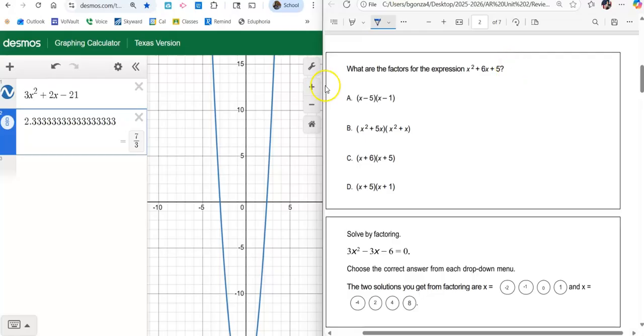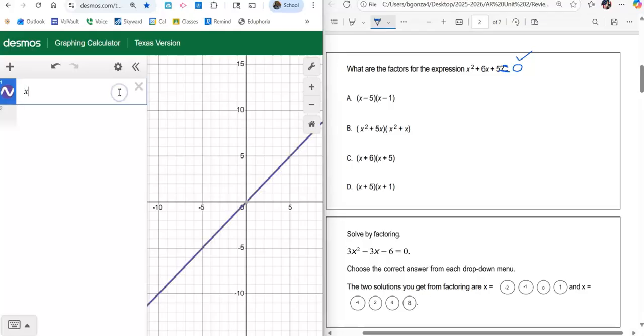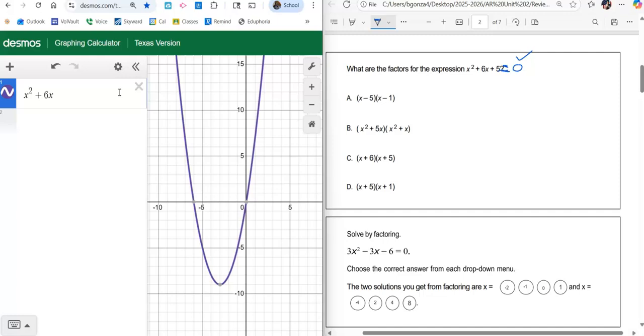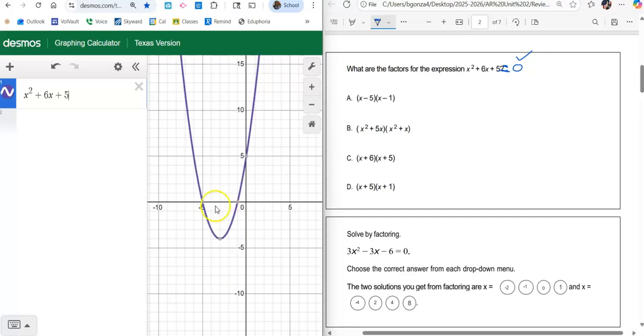Okay, on the next one, what are the factors of this? Now, I don't see that it equals anything. Okay, we can write equals 0. We can go straight to the calculator, get these solutions. X squared plus 6x plus 5. Okay, so my solutions are x equals -5 and x equals -1.